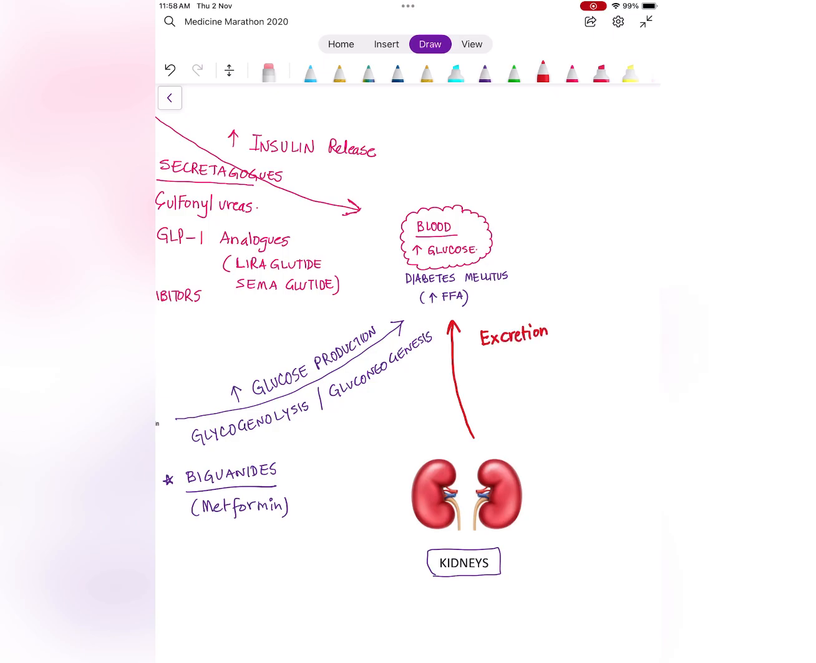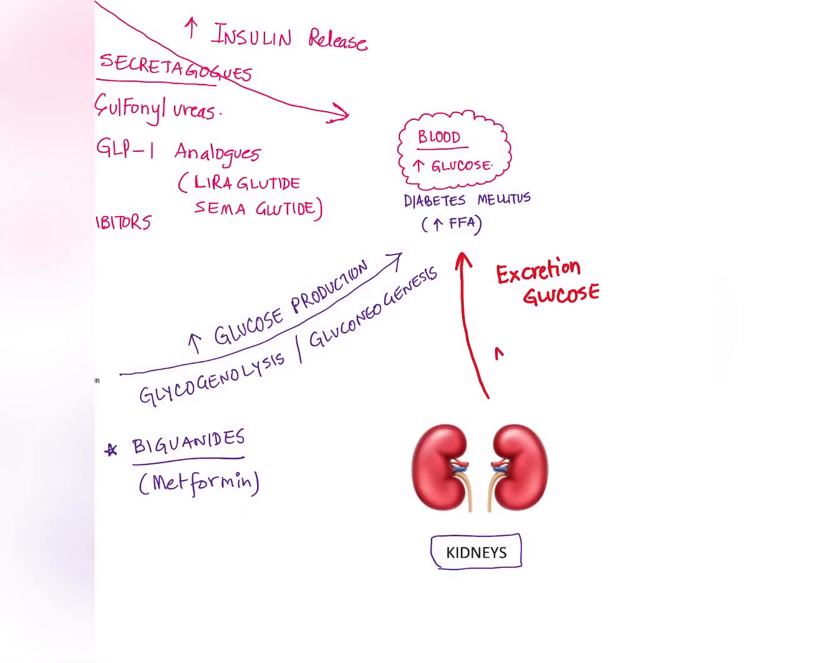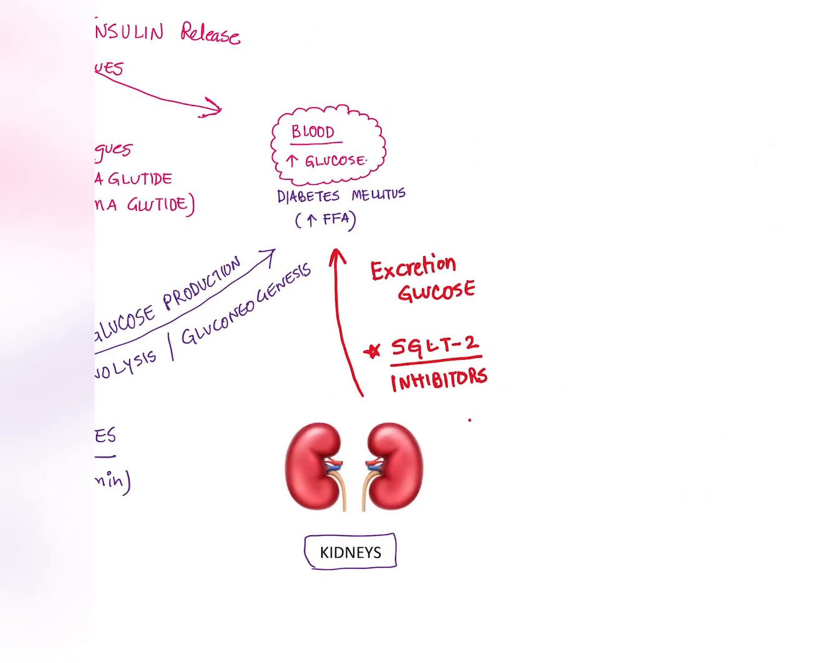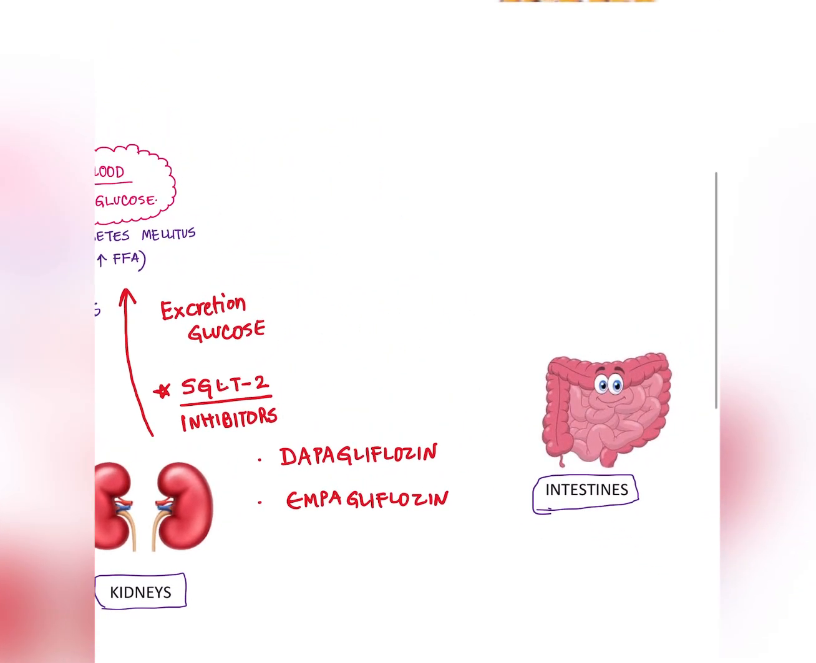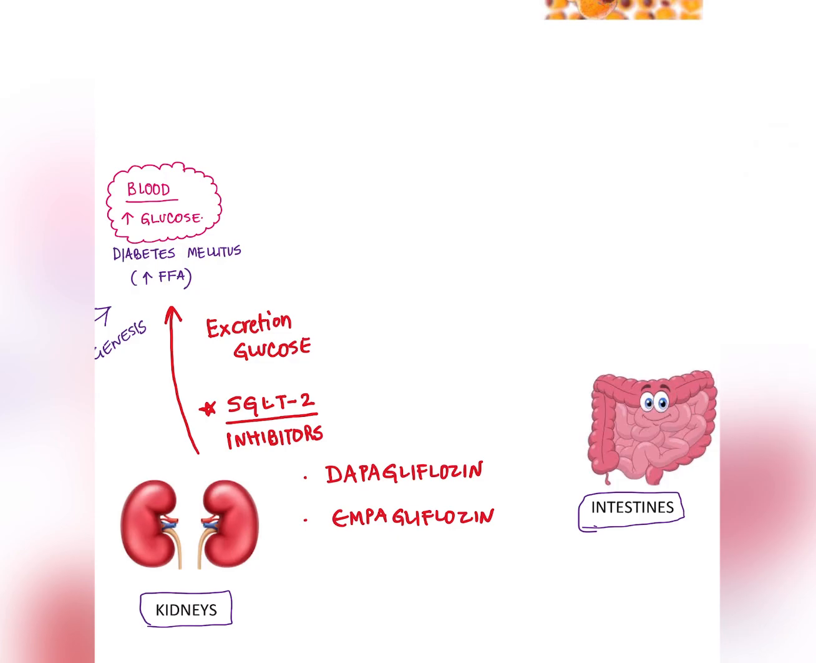Next, we discuss how kidneys can be responsible for increased blood glucose. If you can increase the excretion of glucose, then you can reduce the increased blood glucose levels, and the agents which are responsible for this are called the sodium glucose like transporter 2, SGLT2 inhibitors. This transporter is responsible for excretion of sodium and glucose via the kidneys, and examples of these SGLT2 inhibitors include dapagliflozin, empagliflozin, and so on.